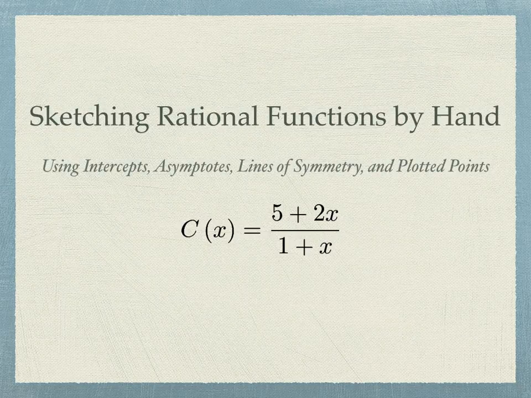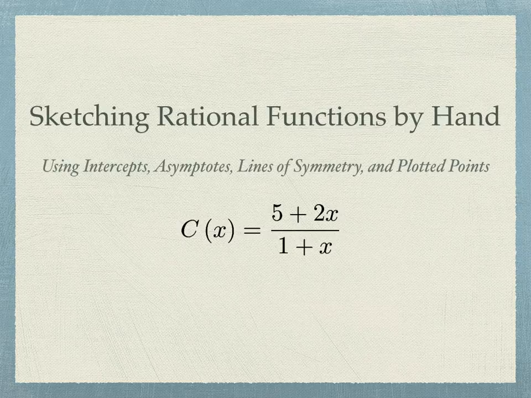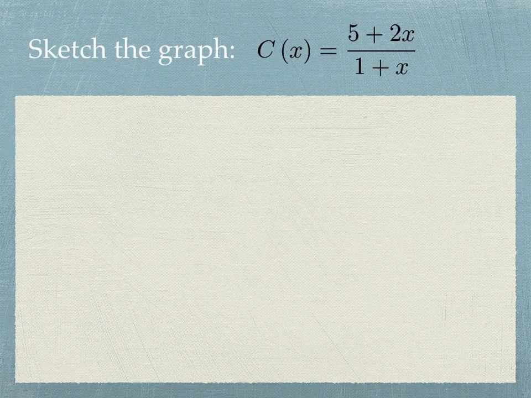Sketching rational functions by hand. Using intercepts, asymptotes, lines of symmetry, and plotted points, we will sketch the curve c of x equals 5 plus 2x over 1 plus x. So these are the steps that we'll follow.